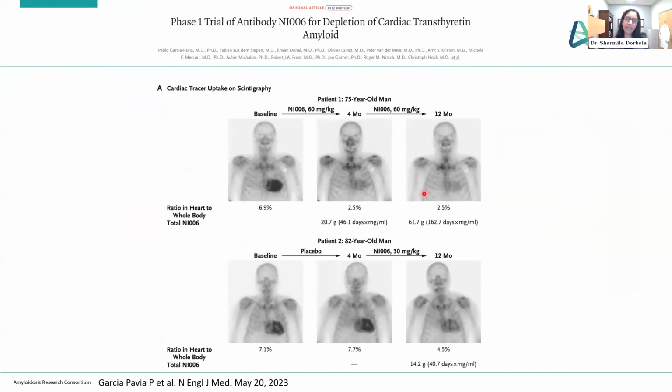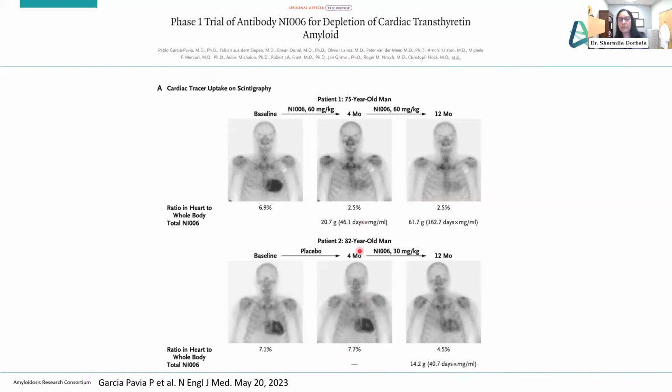The most exciting thing in the field now is really fibril-directed therapies, because we now seem to have a reasonable therapy for the proteins. So here's one example from a publication with an antibody that's targeting transthyretin amyloid fibrils in the heart. Here's your bone avid tracer scan, cardiac uptake. After 4 months of antibody therapy, you see a significant decrease in the myocardial uptake of this tracer.